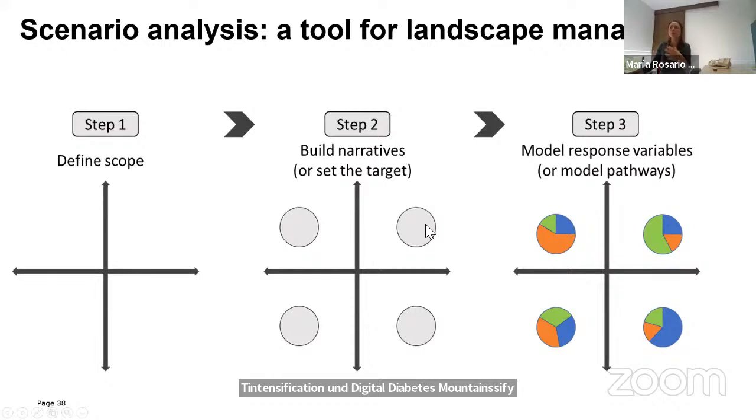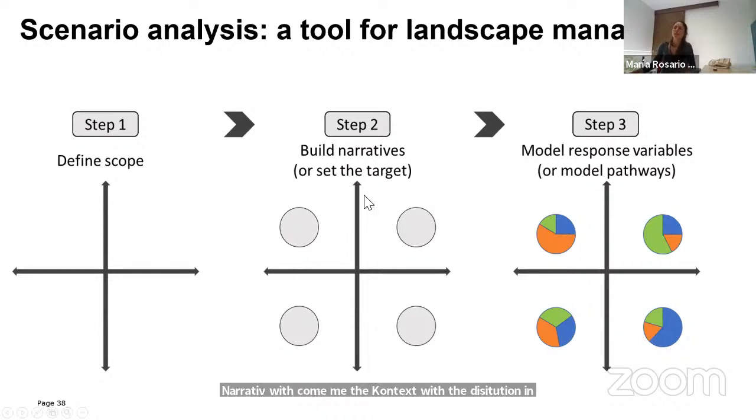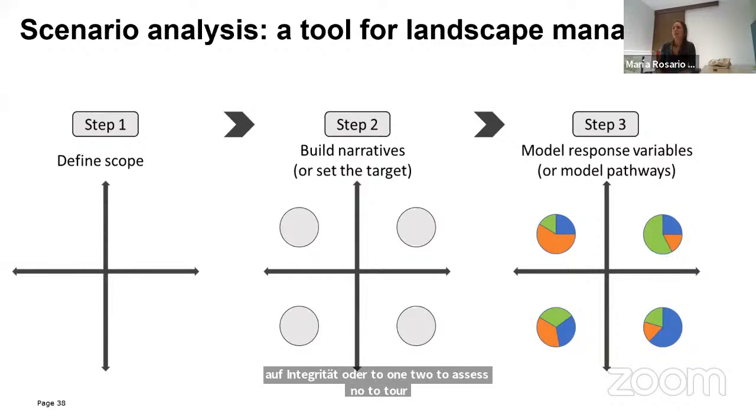Then we would develop the narrative, what can be the context, which is the situation in each of these four situations. If we increase this axis and we increase this axis, how would the landscape look like? If we increase this one but decrease the other one, how would this landscape look like? So this is a way of playing with the possibilities of the future or alternatives. And then we would identify a number of indicators that we want to assess, to analyze how these scenarios could affect.